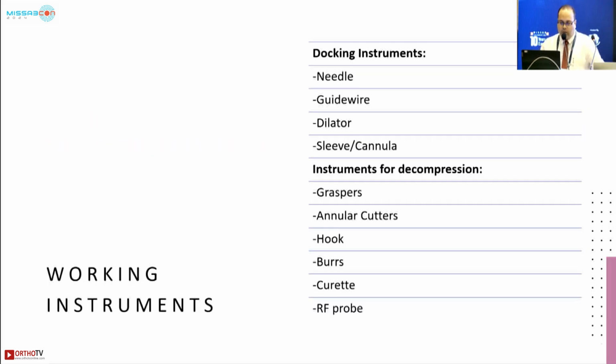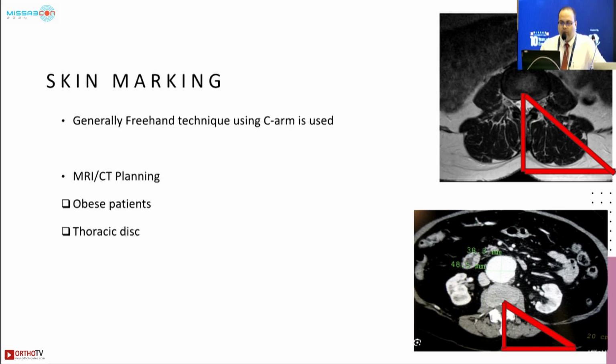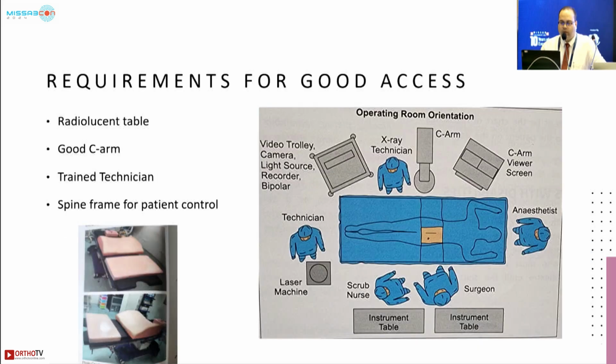So we use the working instruments, the docking instruments, which include the needle, guide wire, dilator, sleeve, cannula, and of course the mallet and the hammer. And we have the instruments for decompression, which include the graspers, the annular cutters, hooks, burrs, curettes, and RF probes. The skin marking is typically done with C-arm, but sometimes we can use MRI and CT-based markings if the patients are obese and if there is a thoracic disc.